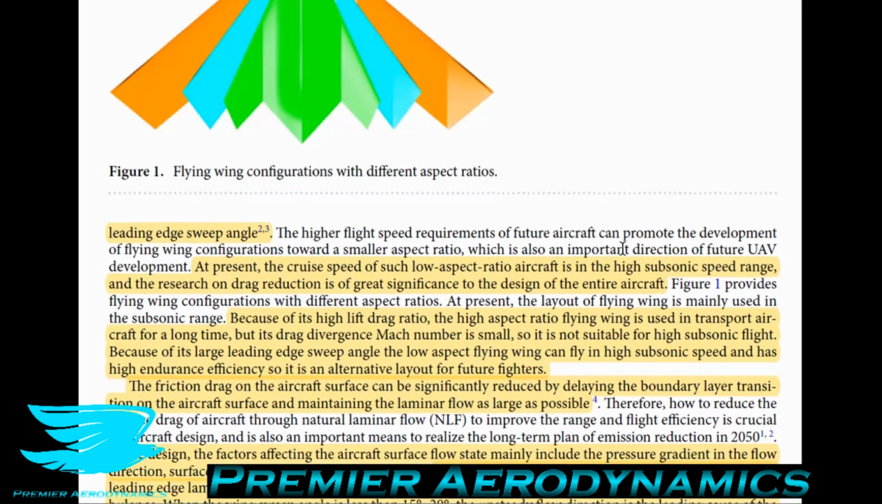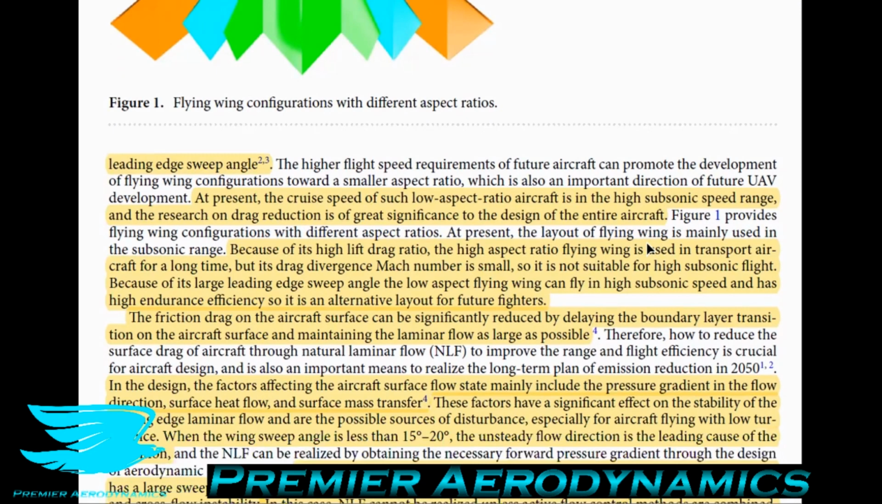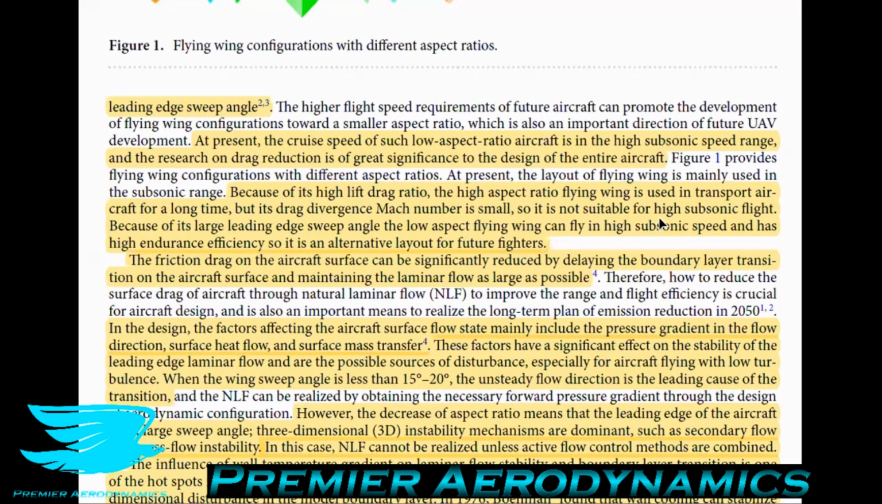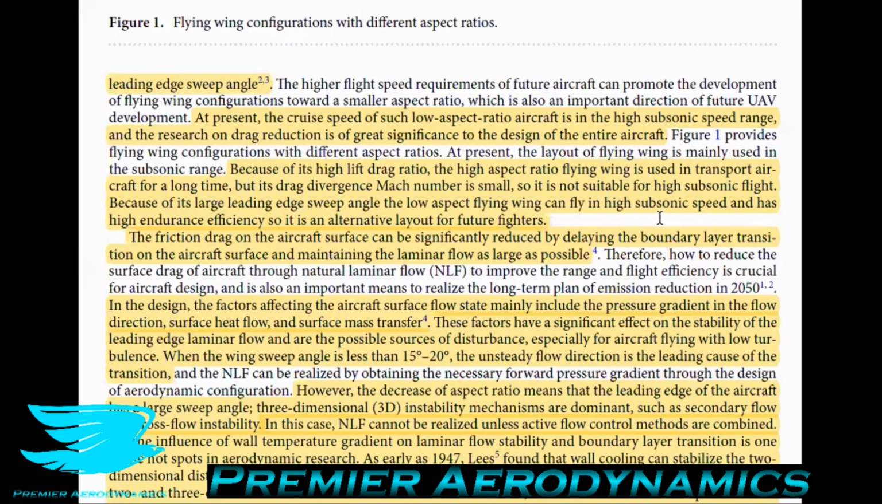The friction drag on the aircraft surface can be significantly reduced by delaying the boundary layer transition on the aircraft surface and maintaining the laminar flow as large as possible. So in other words, making the flow over the aircraft as laminar as possible for as long as possible. They're going to term this natural laminar flow. And the reason why I point this out is because we're going to be covering this in the next few minutes.